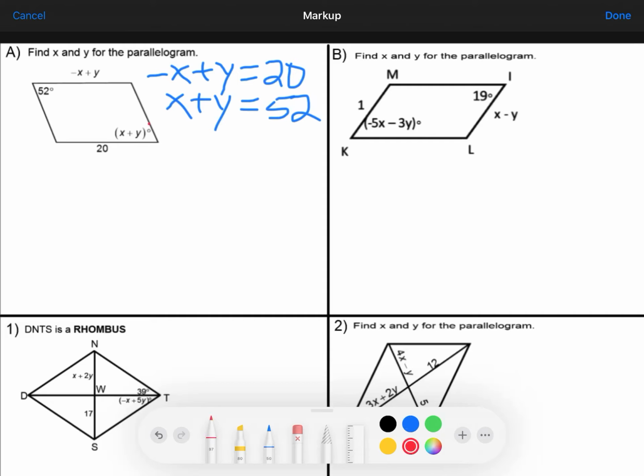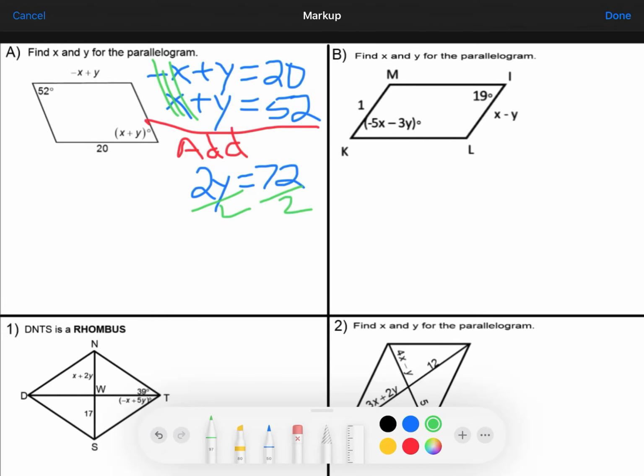For the easiest problems here on the left, all you're going to do is add them. There's not going to be any extra steps you have to take. When you add them here, something will eliminate. Like here, negative x plus x adds to 0. So it's eliminated. Y plus y, careful, is 2y. We're adding. And 20 plus 52 is 72. Divide by 2, divide by 2. We get y is 36, and we're halfway done with the problem.